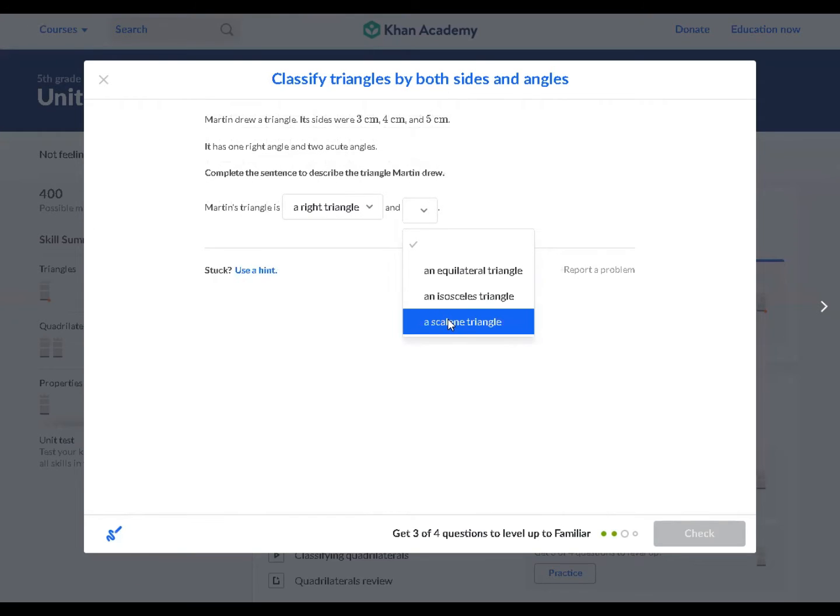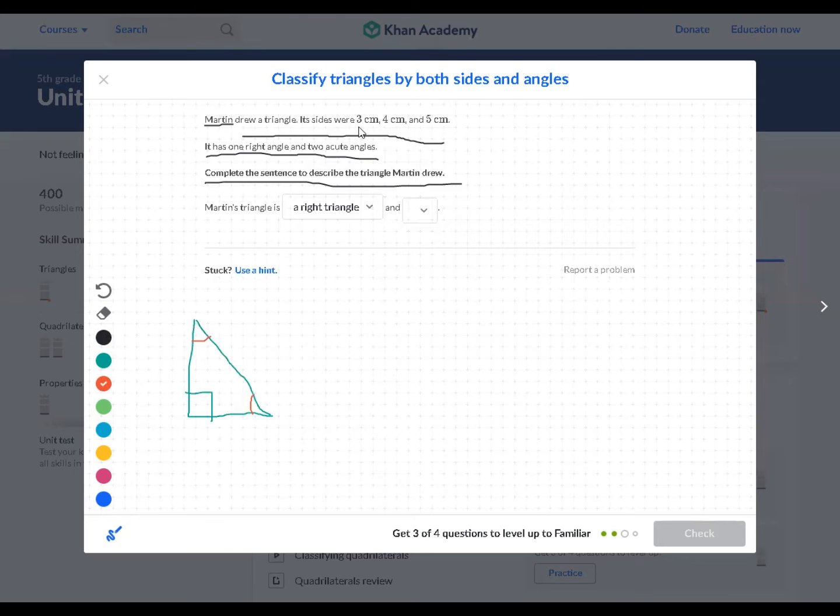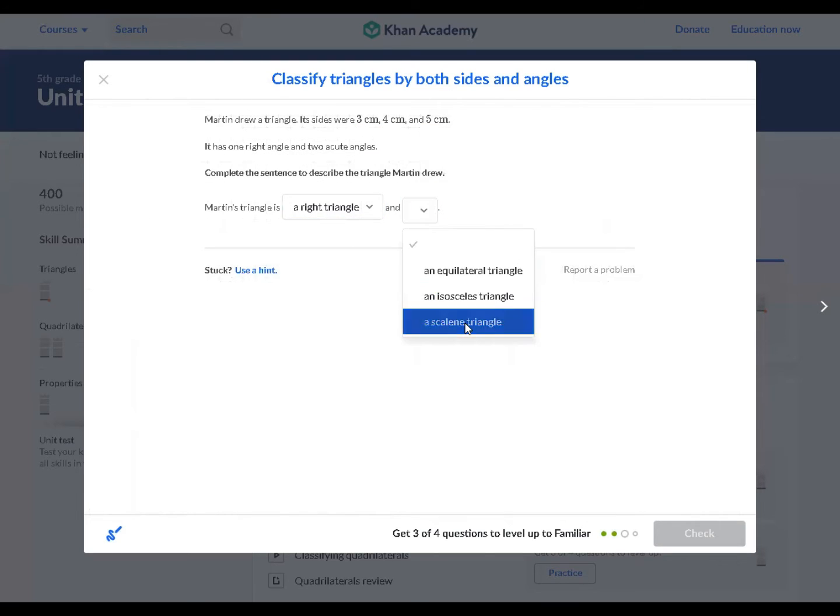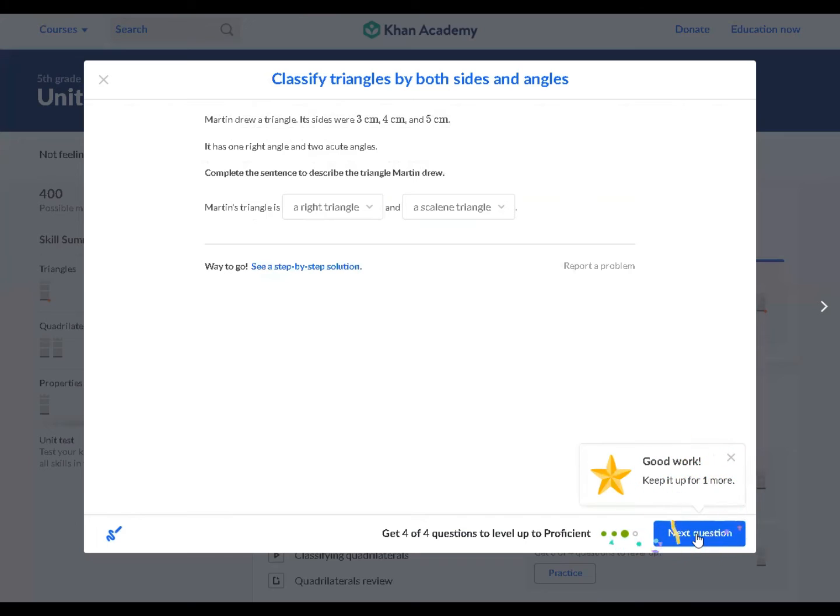And yeah, so you could see here that all sides are different, so this side would be 4 centimeters, this side would be 3, and this side would be 5. So all the lengths are totally different, so this would be a scalene triangle, and we got it correct.